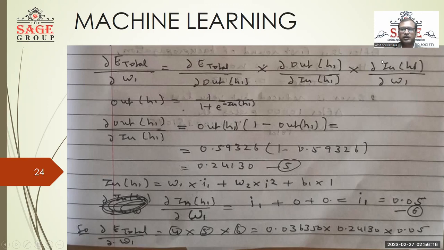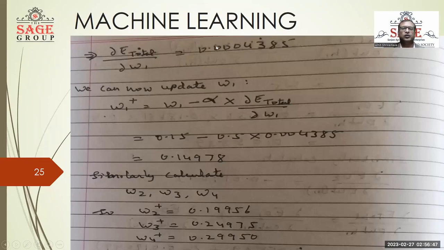Now the third term, del in H1 upon del W1. In H1 is nothing but W1 I1 plus W2 I2 plus B1 into 1. So when I partially derivate with W1, these two terms will become 0 because they will be treated as constant with respect to W1, and this will become I1. So finally I'm left with I1. I just put the value of I1, which is equal to 0.05. Now I've got all the terms of 4, 5 and 6. Putting the values, we can calculate del E total upon del W1. It is coming to be 0.0004385.